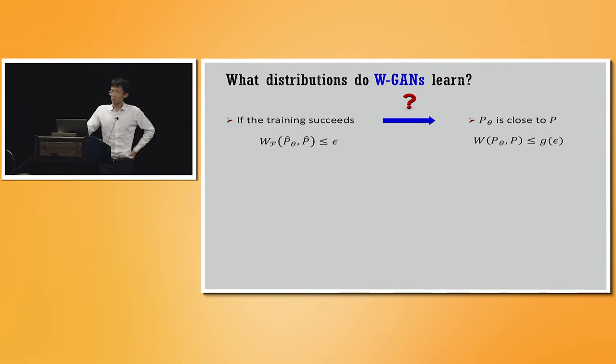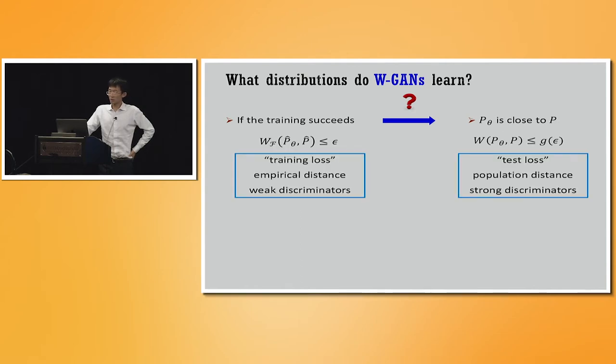Let's take a closer look at these two quantities. On the left-hand side, we call it training loss because we are measuring the distance between empirical distributions. Also, it's a weak discriminator because we are using F as the discriminator. On the right-hand side, we have the test loss, which uses population distance because we are measuring the distance between P theta and P, and we are using strong discriminators like the Wasserstein distance. So there are two differences between training and test. One is the distance, empirical versus population, and the other is the discriminators.